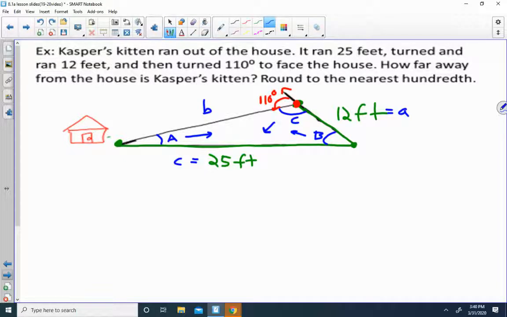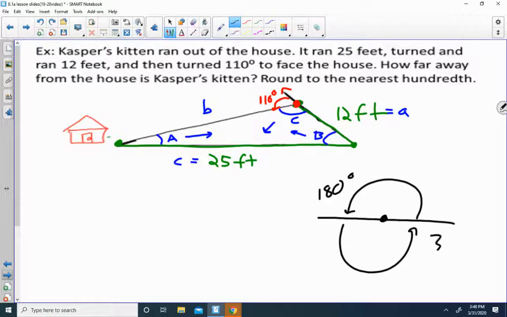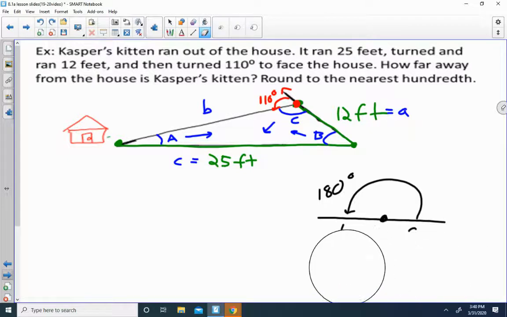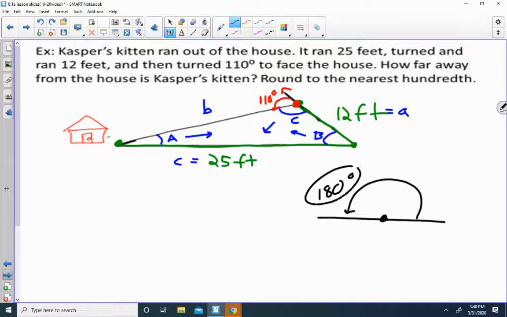Do you guys know the angle of a straight line? Like if I gave you a straight line and I asked you how many degrees is that? How many of you remember how many degrees that is? If you need a refresher, it's 180. Because if you remember, a full circle is 360. But if you only do half a circle, it's a straight line, and half of 360 is 180.